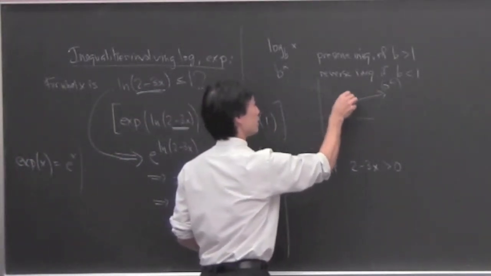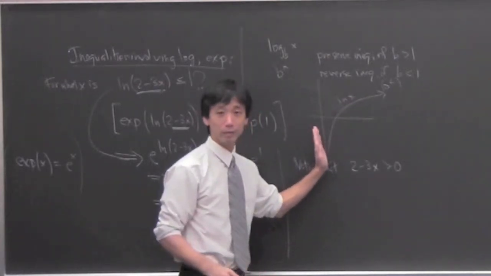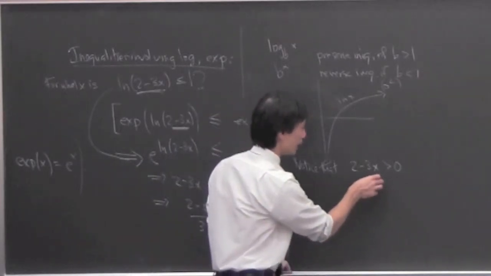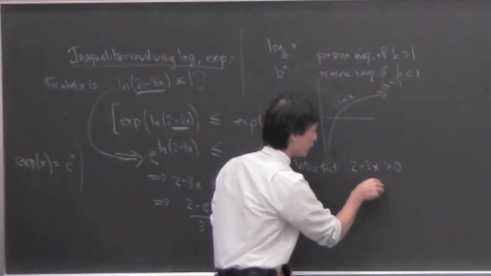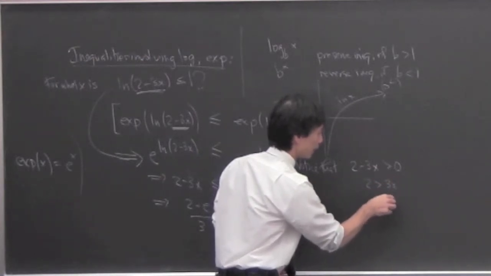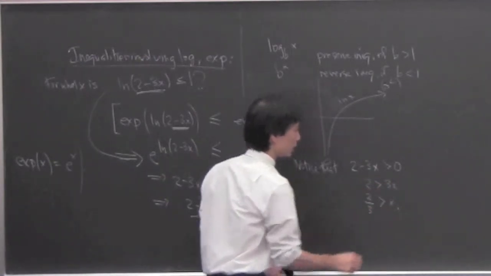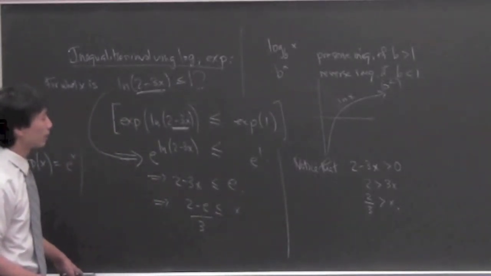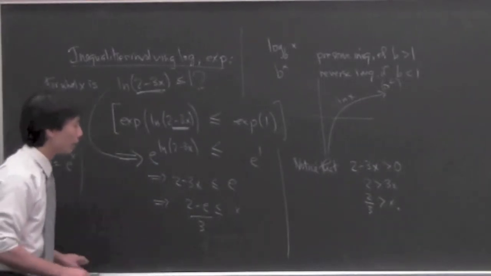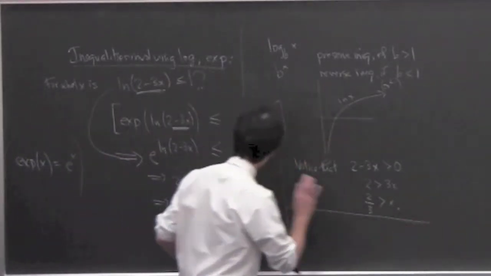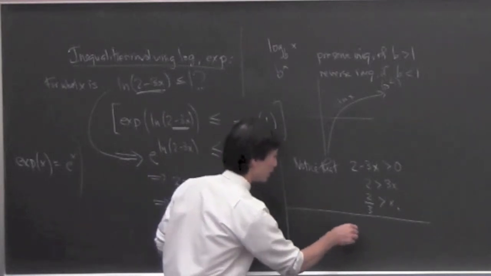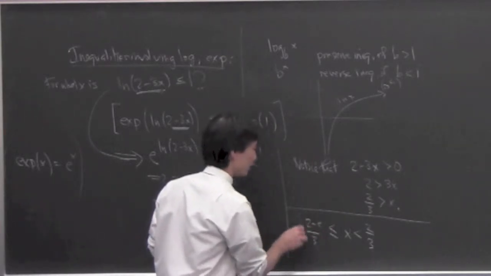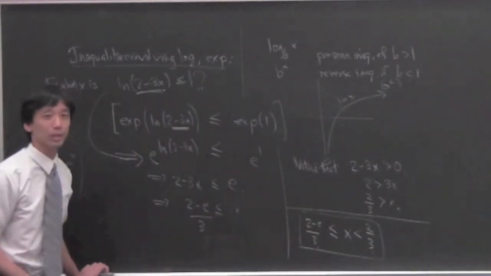The log is only defined for positive numbers. So we see that here, 2 must be greater than 3x, so x must be less than 2/3. Okay, I'm sorry, I sort of misled you. But what we have then is that x must be less than 2/3 and greater than or equal to (2 minus e) over 3. So that's the solution.